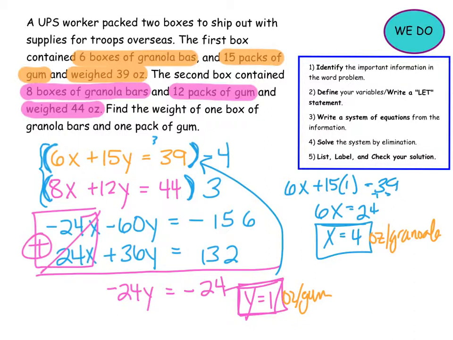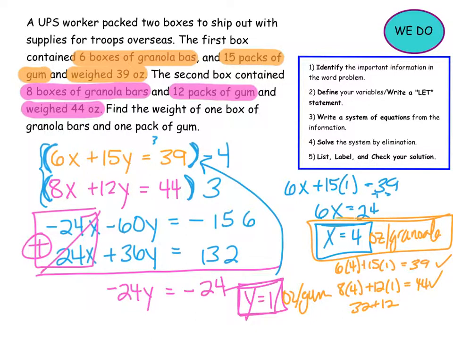So I have 6 times 4 plus 15 times 1 equals 39. 24 plus 15, yes it is. And then I have 8 times 4, which is 32, plus 12 times 1, 32 plus 12, yes, it does equal 44, so that's correct also. So each box of granola bars is 4 ounces, and each pack of gum is 1 ounce, would be my final answer.